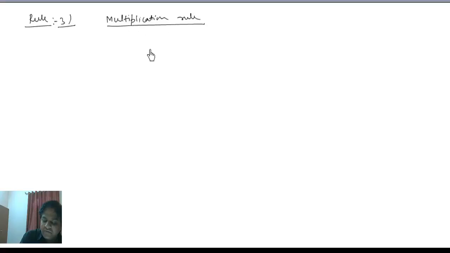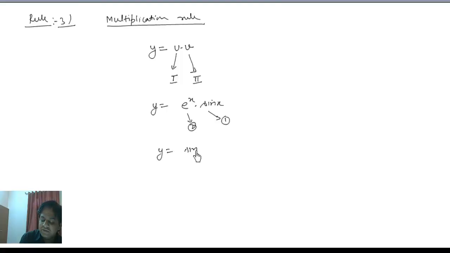For example, let's say we have two functions u and v. What you have to do is simply name any function to be first and the other one to be second. For example, let's say I am given two different functions involving x, like e to the power x and sin x, then I'll have to name them 1 and 2. Any function can be named as 1. Let's say this is 1, this is 2. So I write it as sin x, then e to the power x.